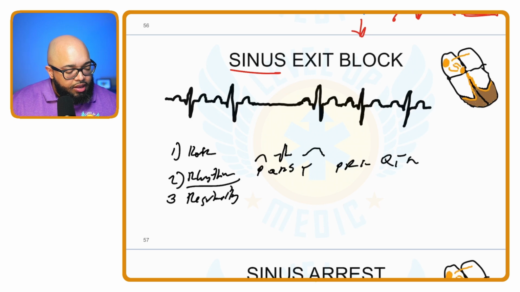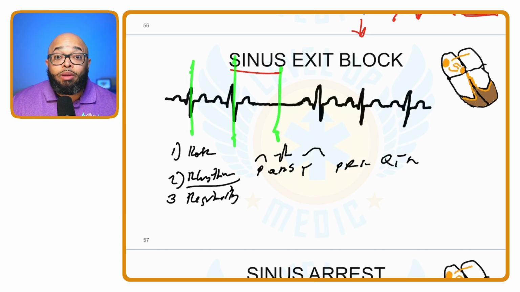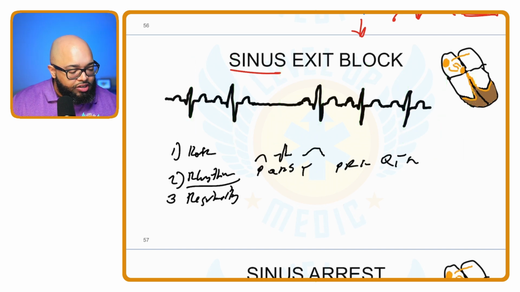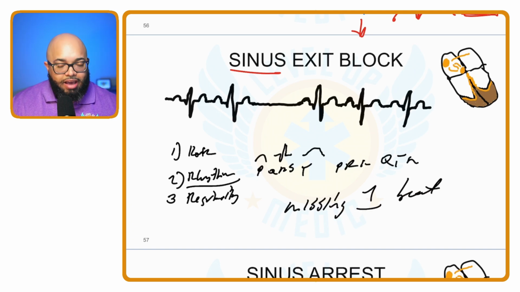But here's the key. There's a space that equals about one heartbeat's worth of time. So, for instance, there's a beat here, here. It sounds like the next one should have been here, but it's missing. One beat is missing, but then it picks up and it just continues like normal. So the thing that you want to notice with a sinus exit block is where it's a sinus, but it's missing one beat. So it's sinus, but it's missing one beat. Does that make sense? Okay, that was sinus exit block. That's what you need to know about it. Everything else, it still has to behave like sinus.